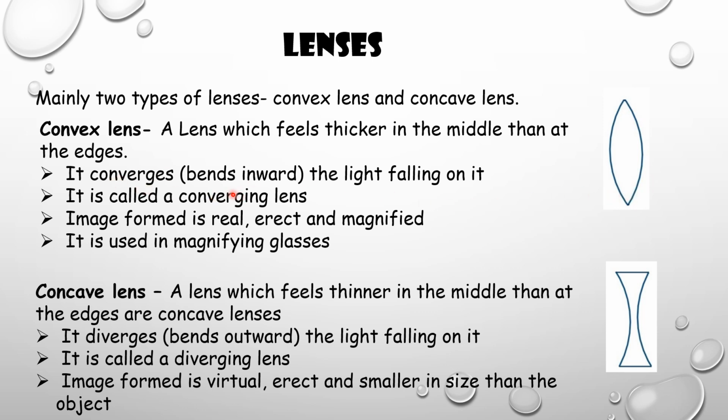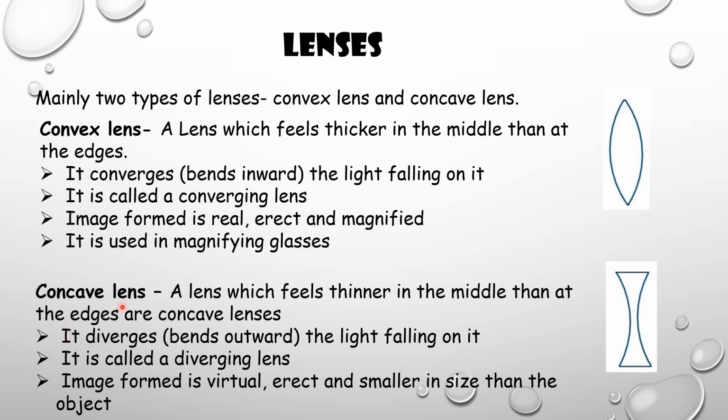It converges, bends inward, the light falling on it. When light passes through it, it concentrates to a point. So it is called a converging lens. Image formed is real, erect and magnified. It is used in a magnifying glass.